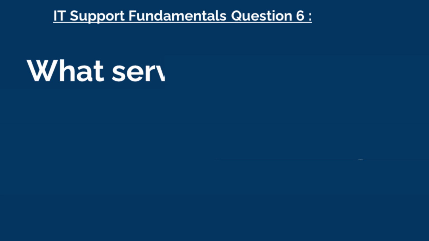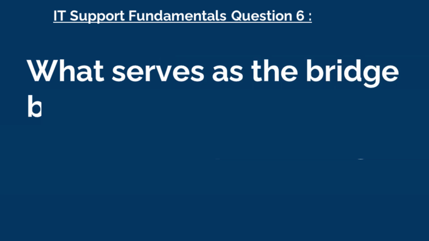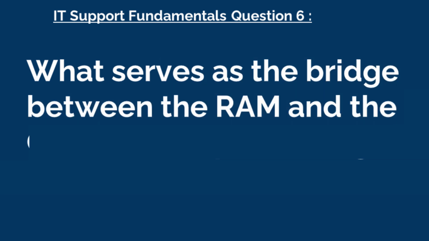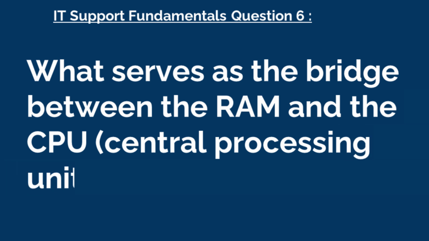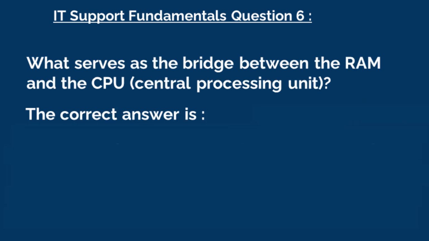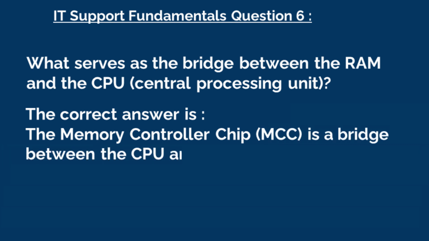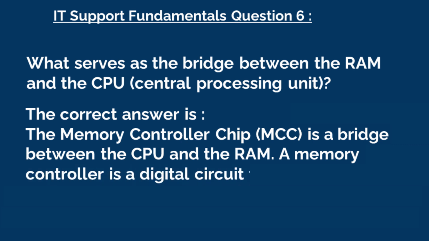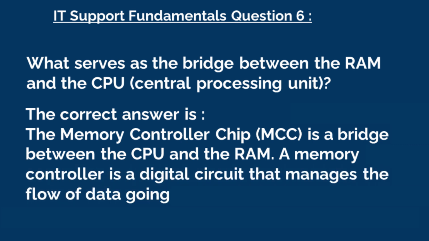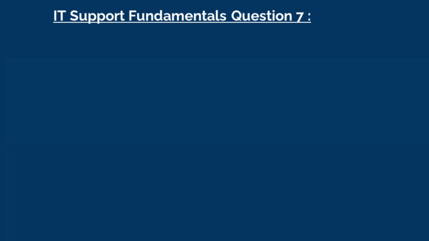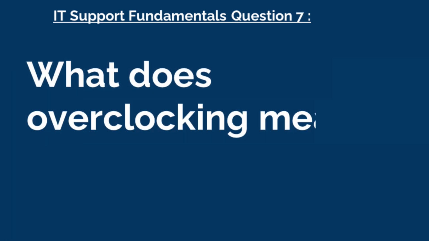Question 6. What serves as the bridge between the RAM and the CPU, or central processing unit? The correct answer is, the memory controller chip, or MCC, is a bridge between the CPU and the RAM. A memory controller is a digital circuit that manages the flow of data going to and from a computer's main memory.